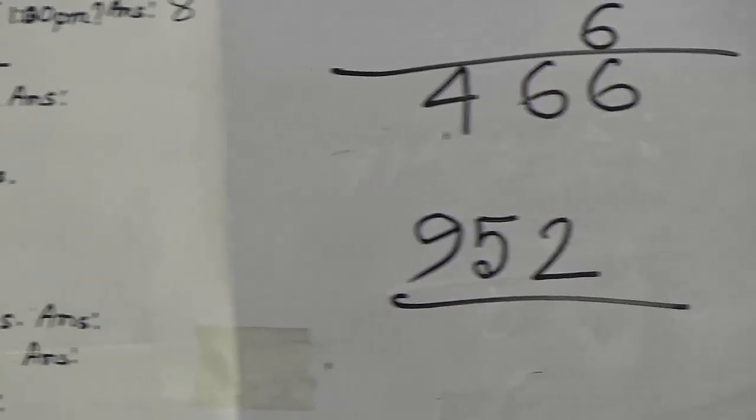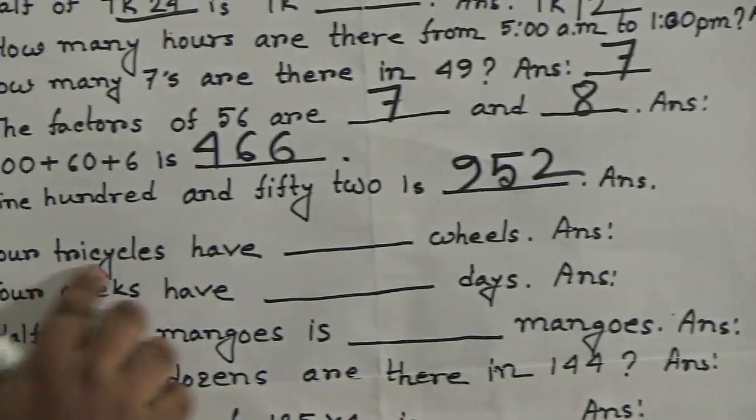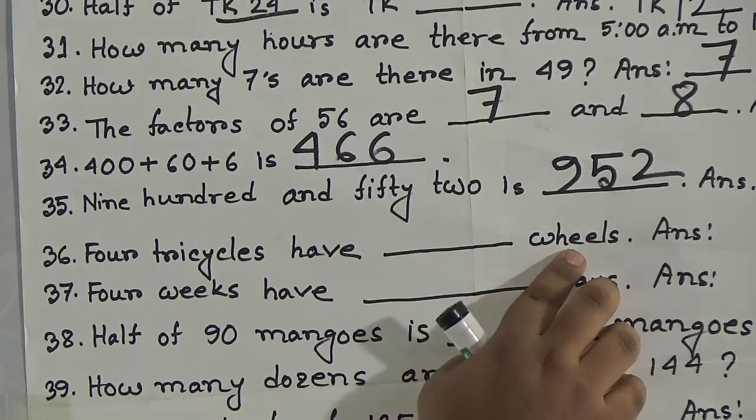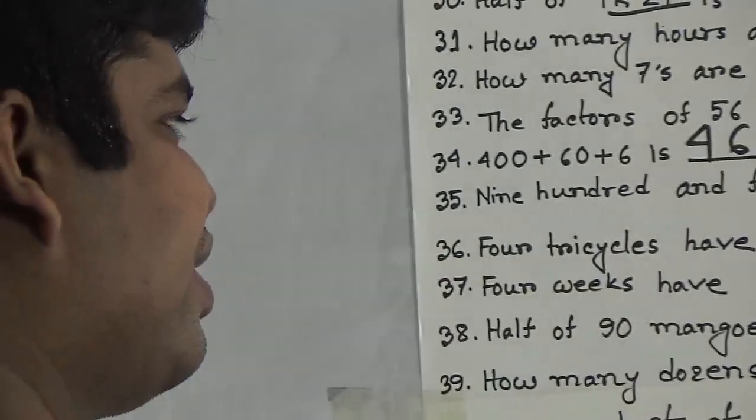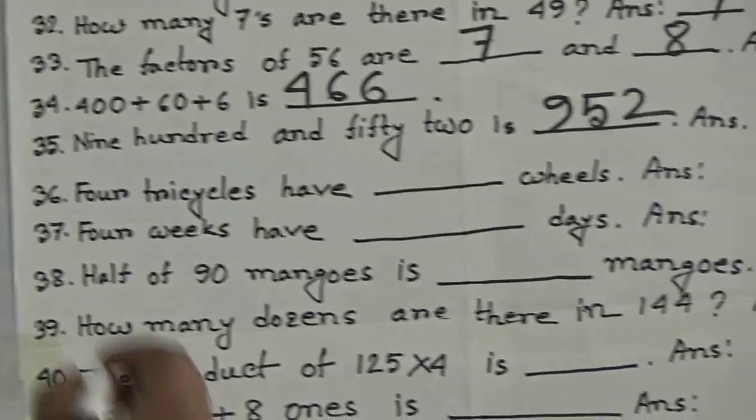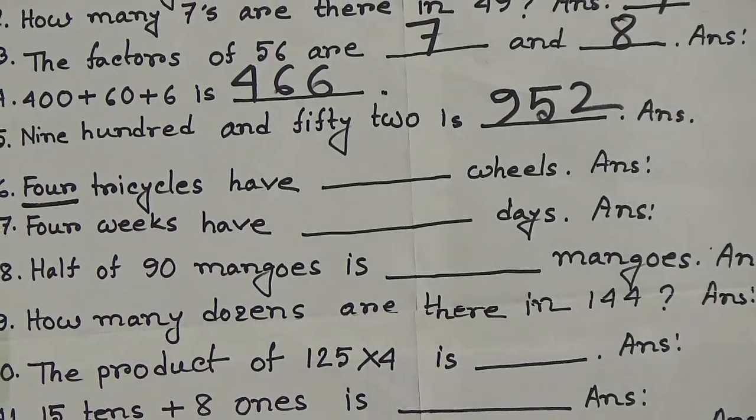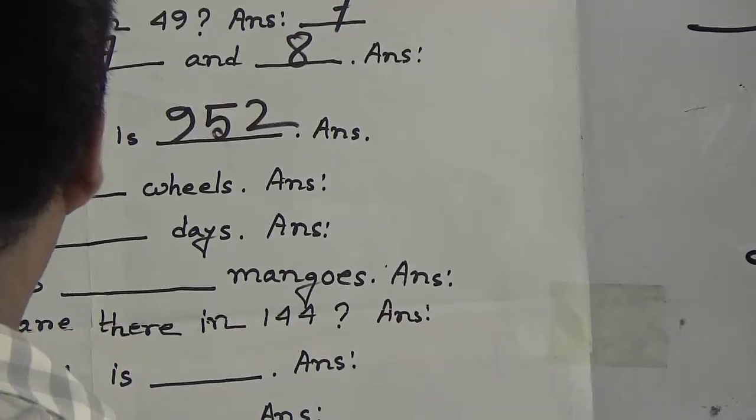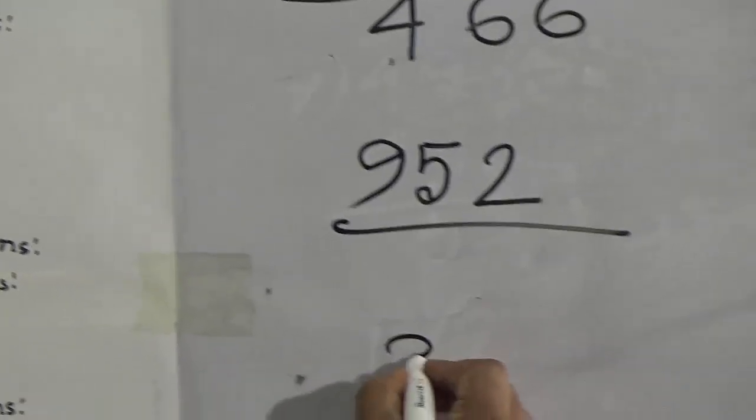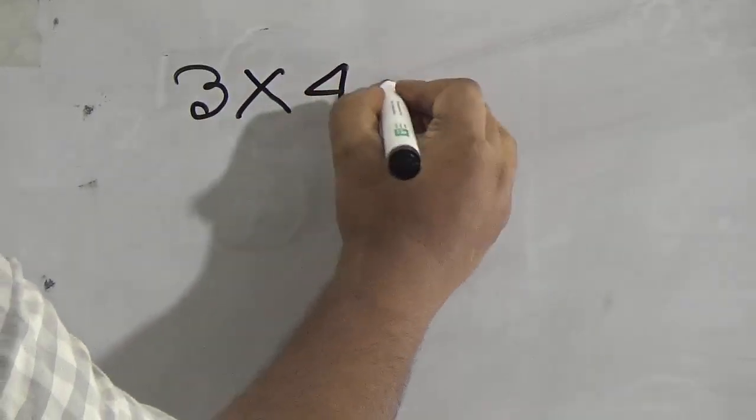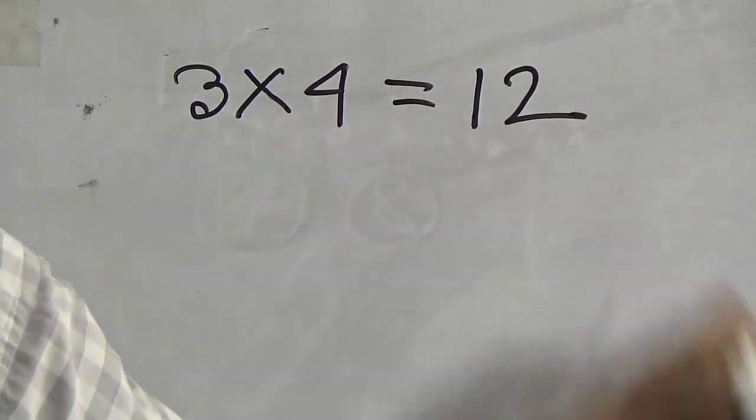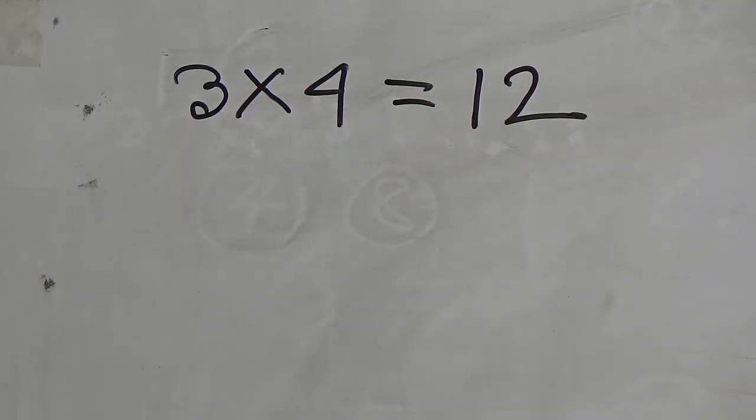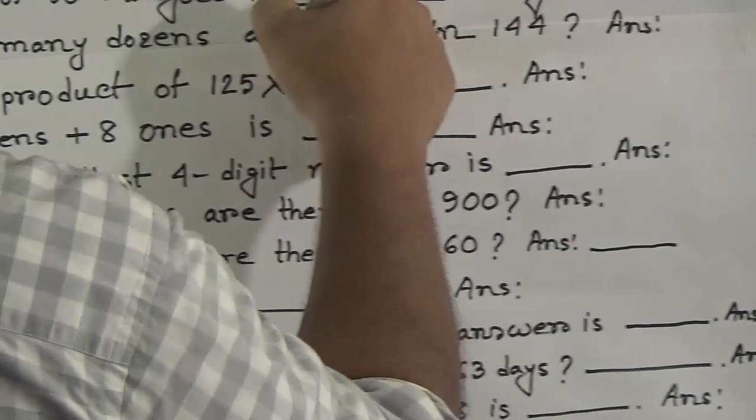Next, 4 tricycles have how many wheels? Tricycle means it has 3 wheels. So here the number of tricycles is 4. One tricycle has 3 wheels. So 4 tricycles have how many wheels? We multiply these two numbers and we get the answer. 3 4s are 12. So the answer is 12. That means 12 wheels.